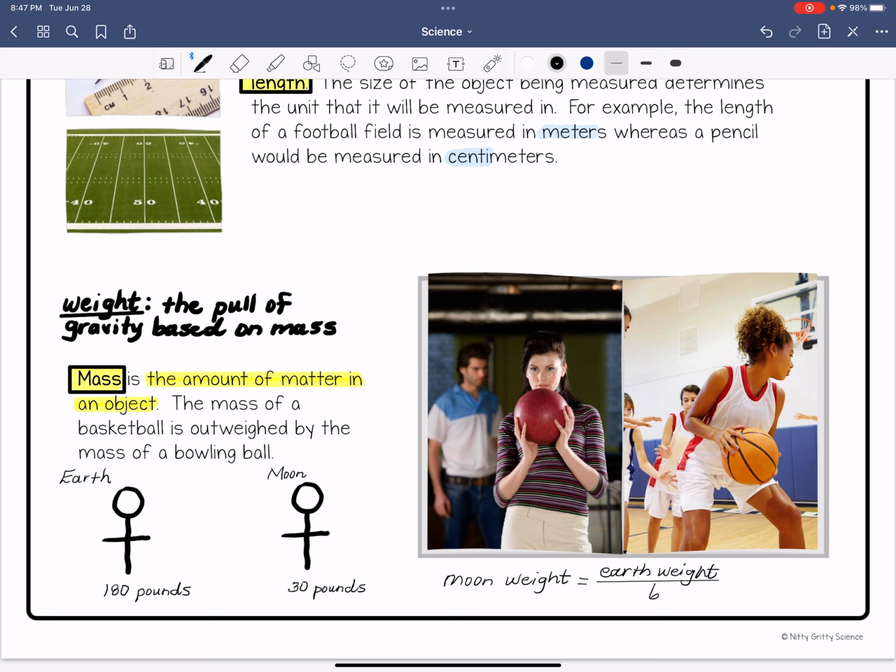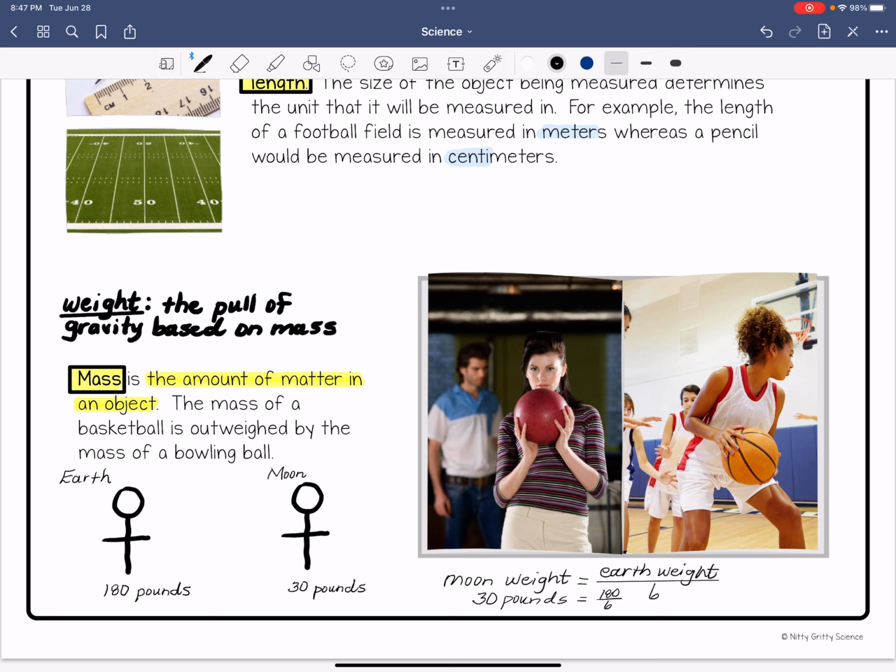Here's a math skill. Your moon weight, which for Neil Armstrong we're saying is 30 pounds, is equal to your Earth weight divided by 6. So anytime you want to know your moon weight, divide the Earth weight by 6, and that will give you the approximate weight on the moon.